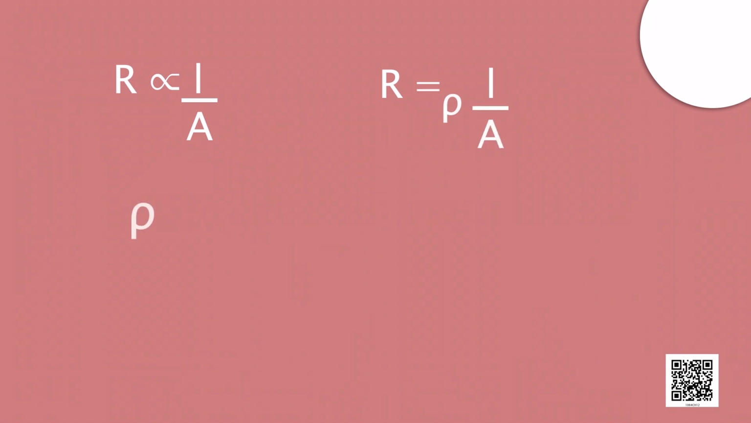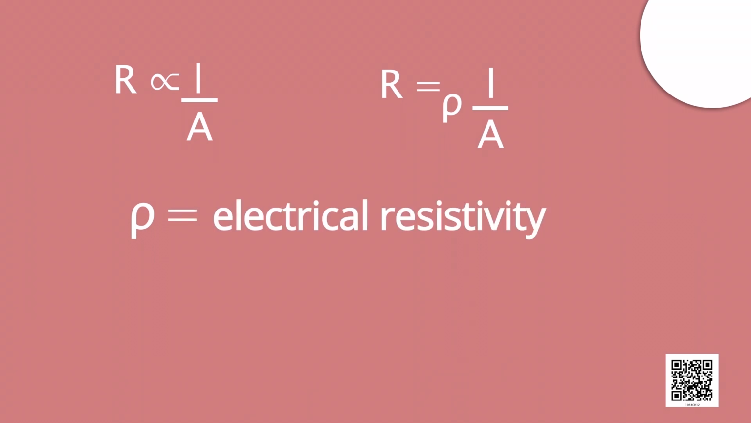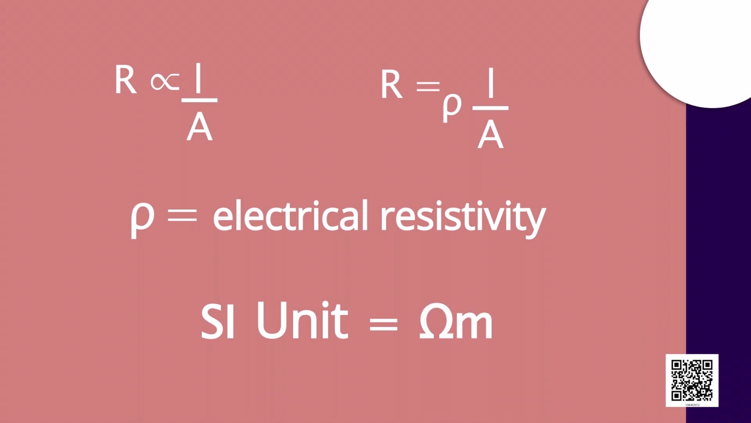On combining these two equations, we get R is proportional to L over A, or R is equal to rho L over A, where rho is a constant of proportionality and is called the electrical resistivity of the material of the conductor. The SI unit of electrical resistivity is ohm meter. It is a characteristic property of the material.